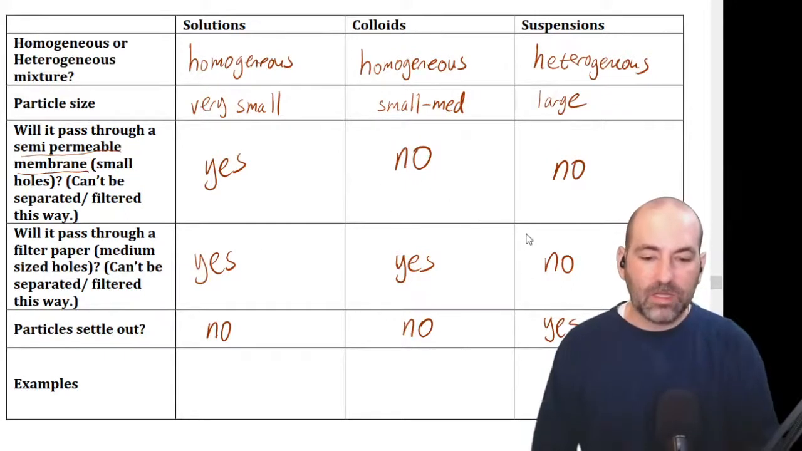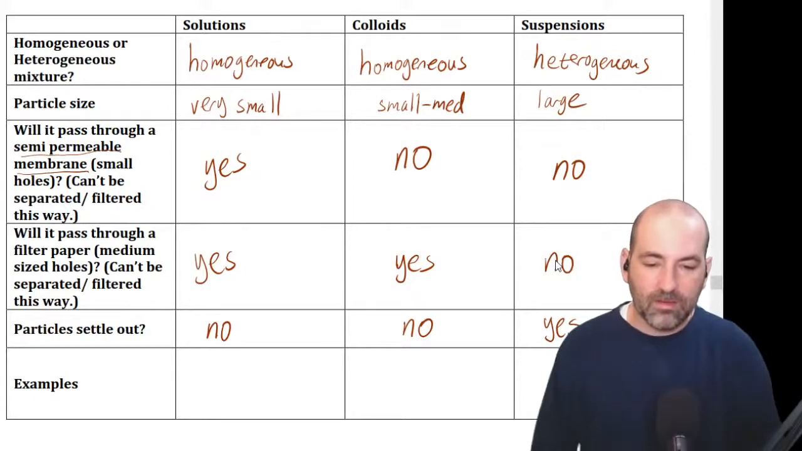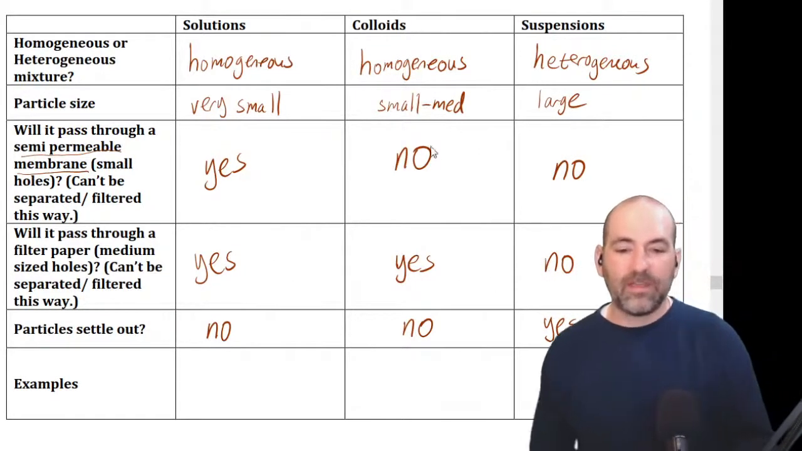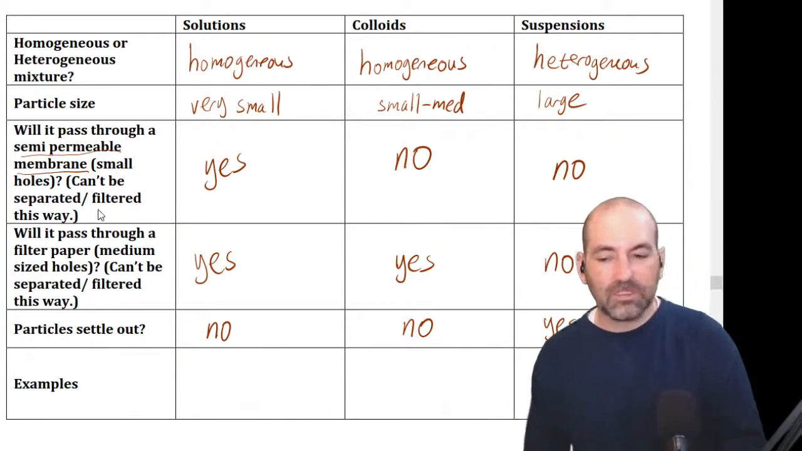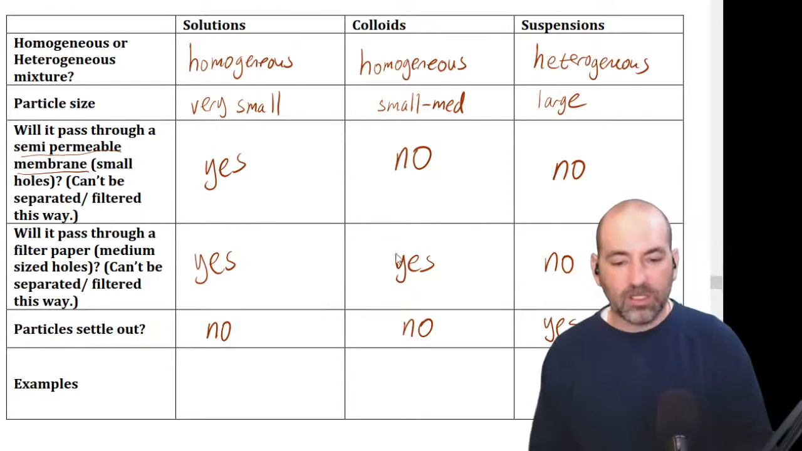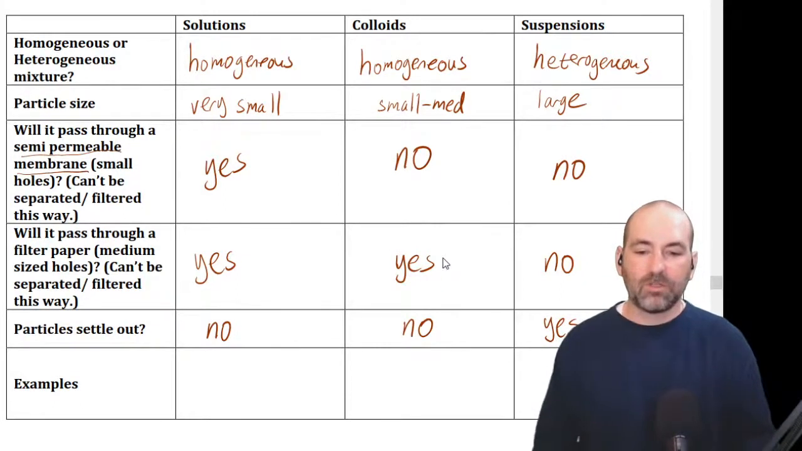So these two columns are really what differentiate a colloid from the other two: colloid particles are too big to get through the semi-permeable membrane, where solutions can do that, but they're too small to be trapped by a filter paper. So they're kind of in between.